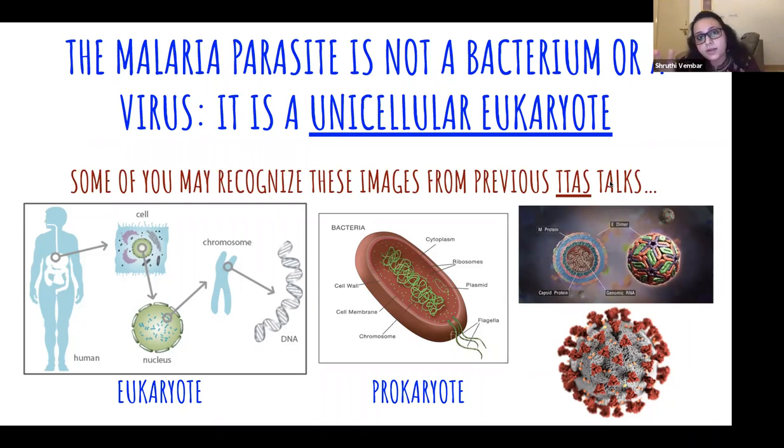Now, after the liver, it comes back to the blood. So it enters our body through the blood, and then it leaves our body through the blood. In between, it goes to the liver. So when it comes back to the blood at the second point, it grows inside red blood cells. And I have a couple of slides asking why the red blood cell is so attractive to the parasite. So we'll talk about that in a couple of slides.